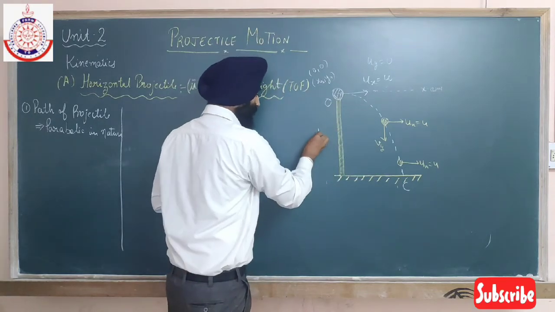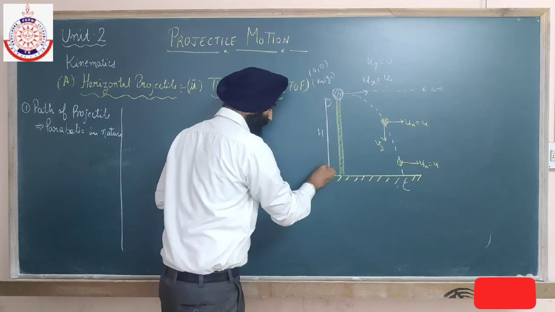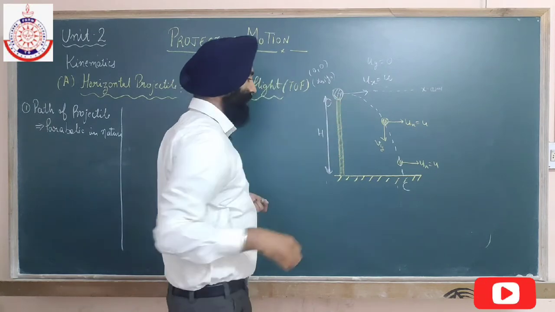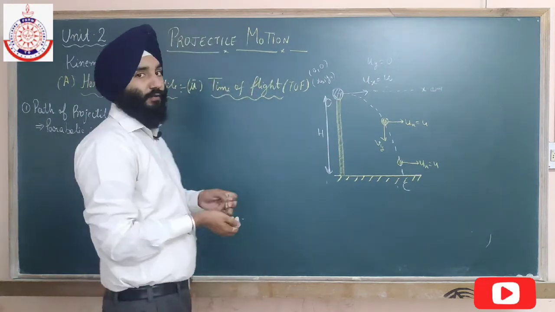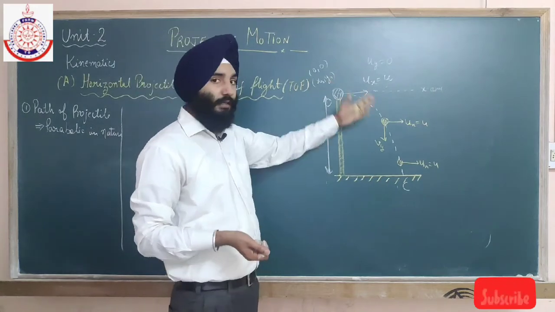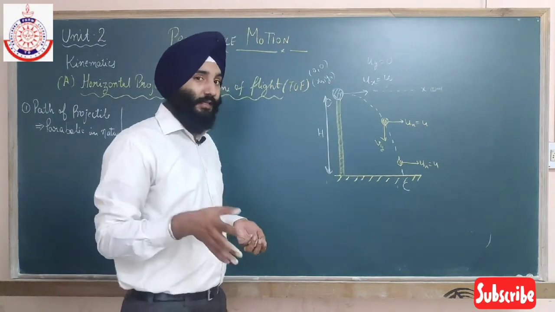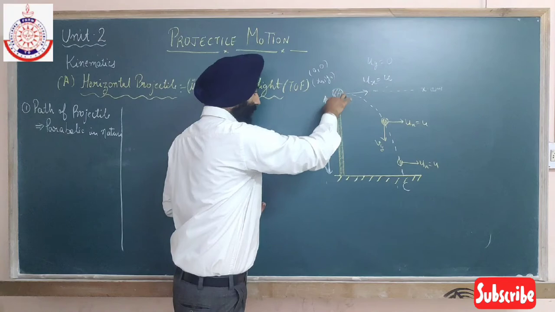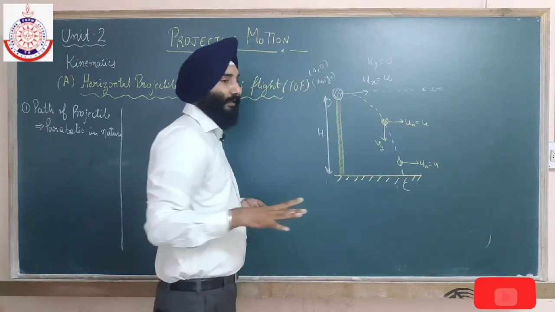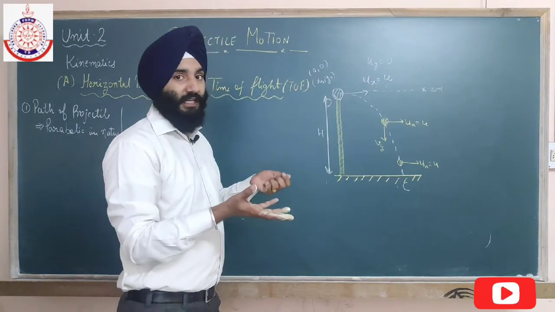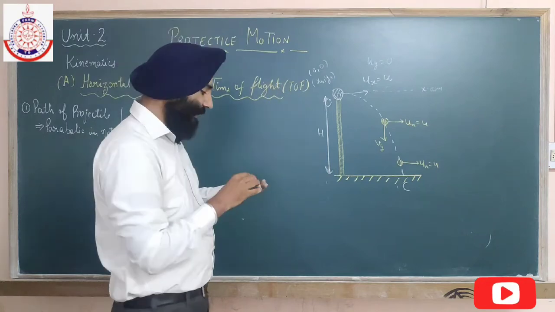Suppose this height is h only. So the height of this tower is h only. So we have to find the time of flight, which means we have to take the vertical component. We have to take the vertical component because when the height tends to 0, उसकी फ्लाइट ओवर हो गई. जितना टाइम होगा बच्चे, that time is known as time of flight.